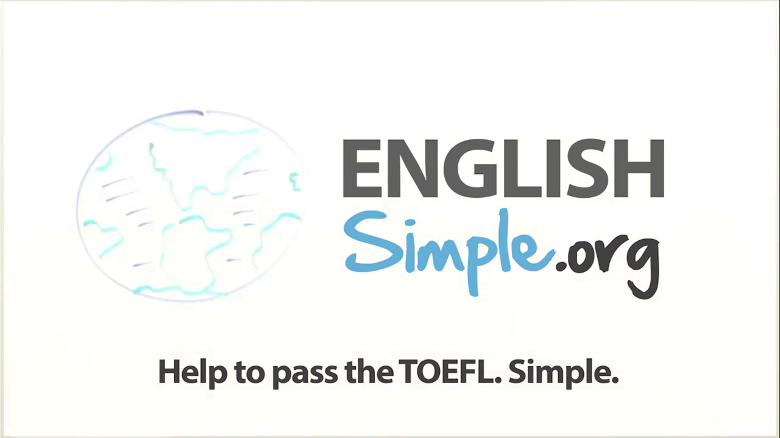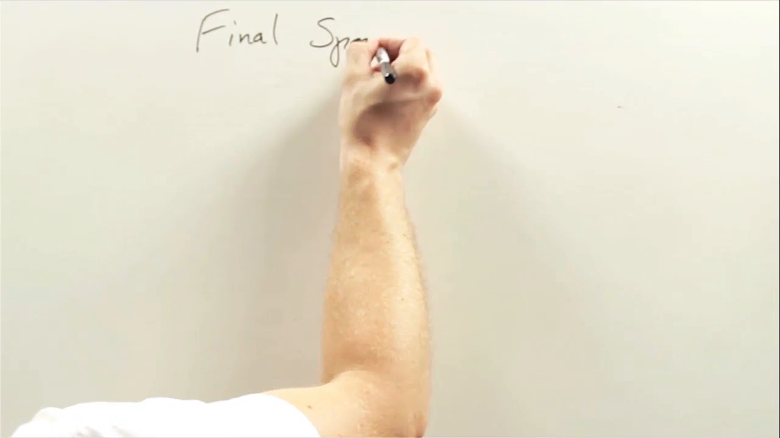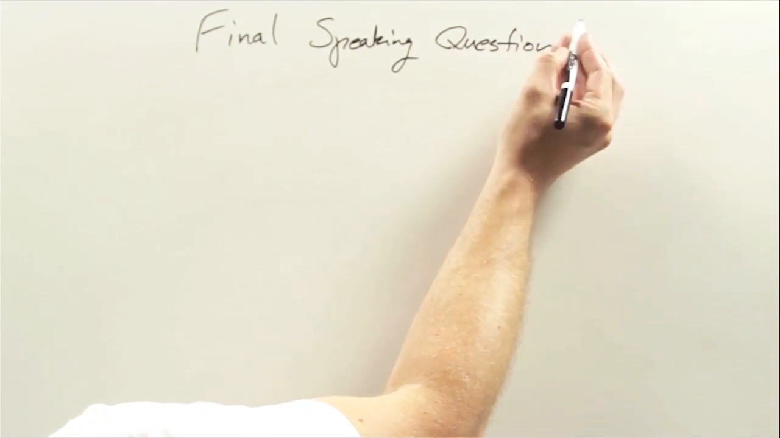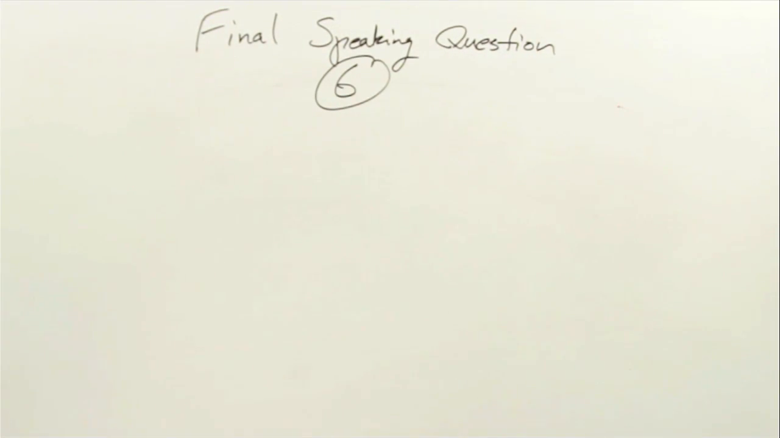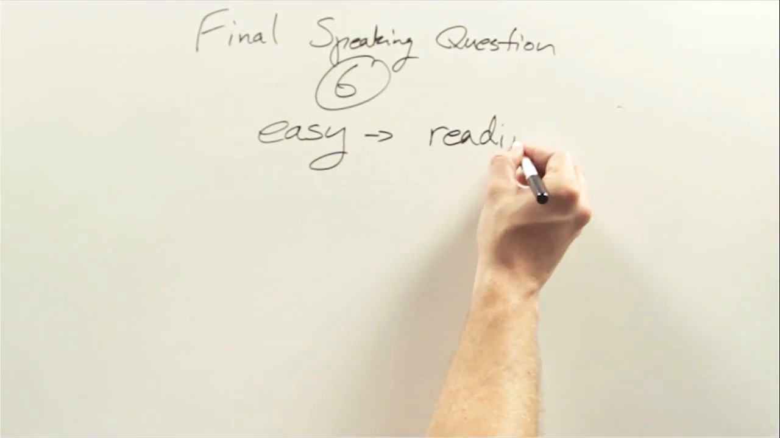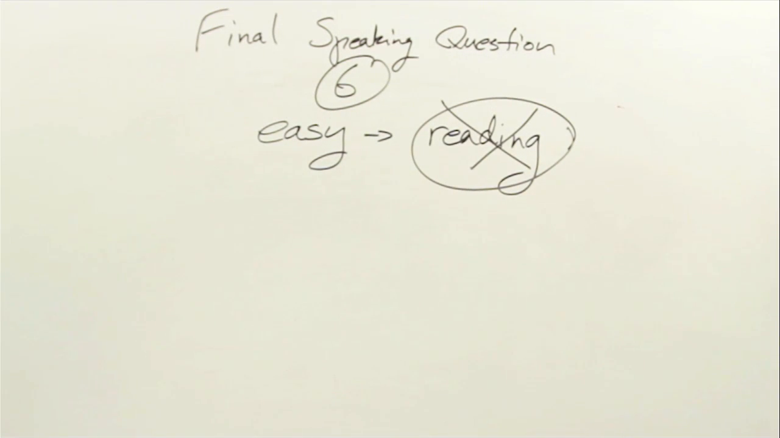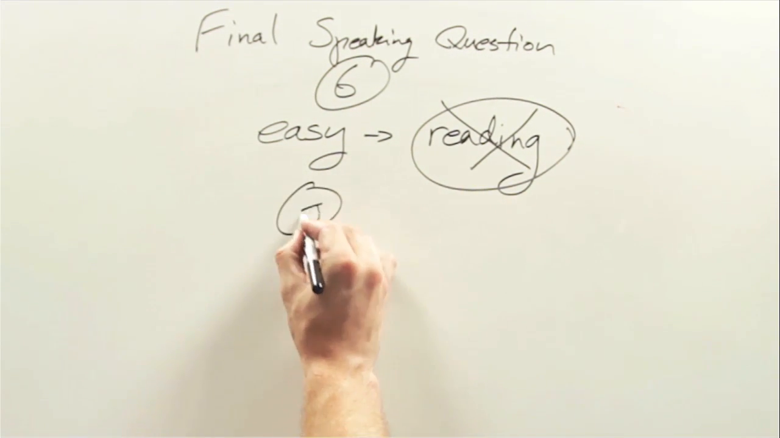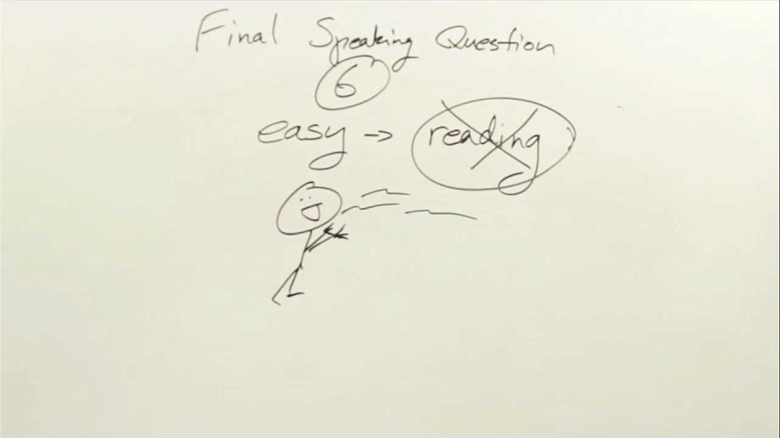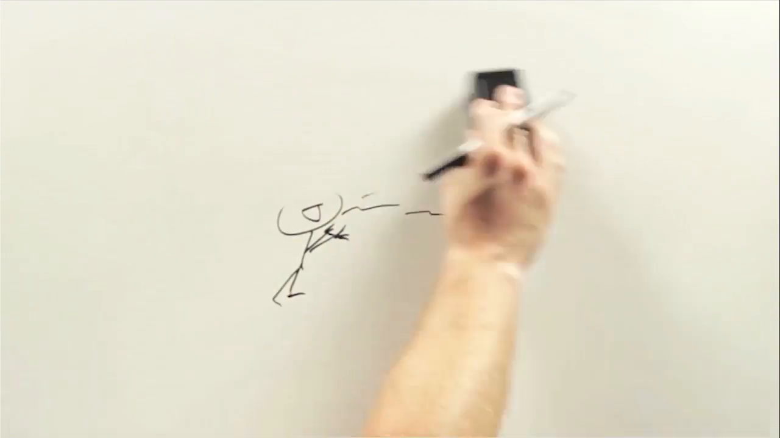Okay, this is it. The final speaking question. Speaking question 6. And even better news, it's just as easy as question 5. Maybe easier. Why is it easy? Because you don't have to read anything, and there's only one person talking.